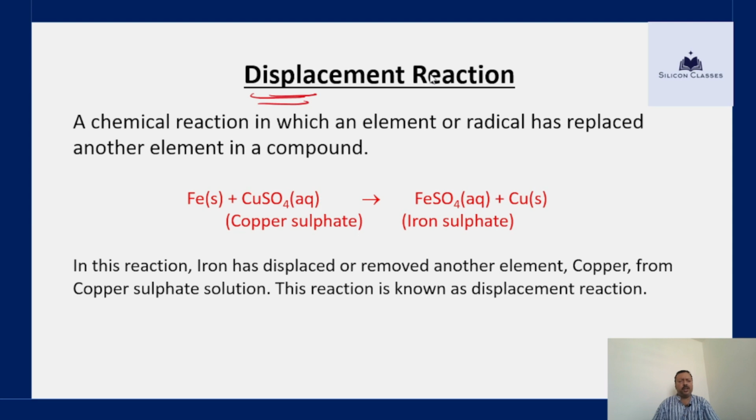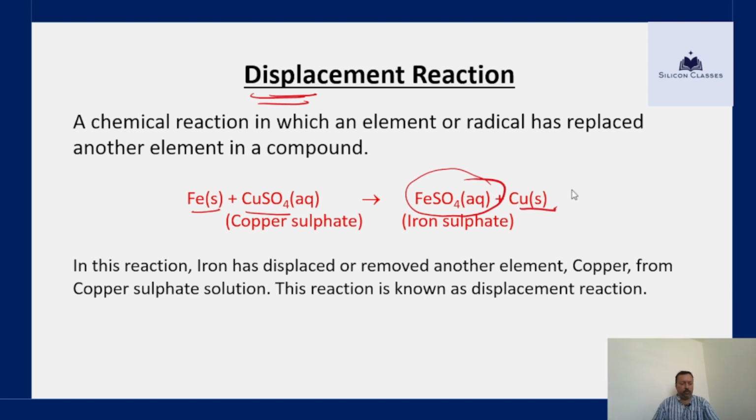What is the definition? A chemical reaction in which an element or radical has replaced another element in a compound. Look at this: in a chemical reaction, there are two reactants here, iron and copper sulfate. Here, what is happening in the reactant? Iron replaces copper from copper sulfate to form FeSO4, and copper will be displaced by iron to form copper solid.